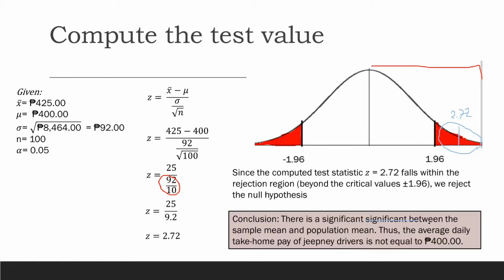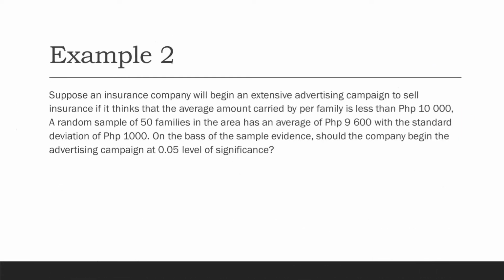So, now let me give you another example. So, sa another example natin, example number 2. The problem is, suppose an insurance company will begin an extensive advertising campaign to sell insurance if it thinks that the average amount carried per family is less than 10,000 peso. A random sample of 50 families in the area has an average of 9,600 with a standard deviation of 1,000 peso. On the base of the sample evidence, should the company begin the advertising campaign at 0.05 level of significance?